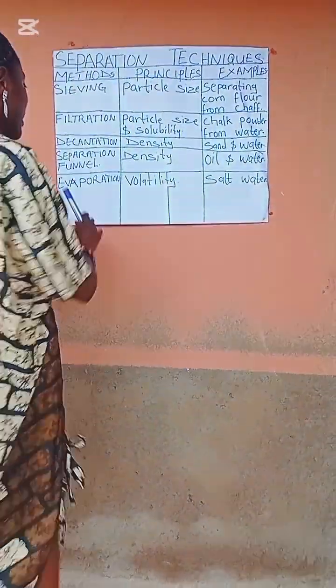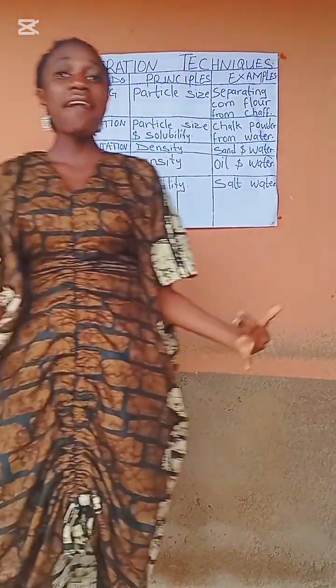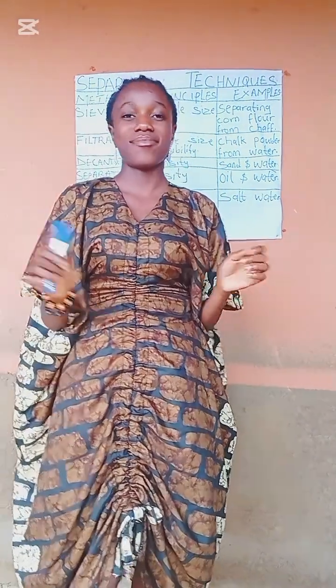Lastly, we have evaporation. Evaporation is a technique used in separating a soluble solid from a liquid. That means a solid that can dissolve in a liquid. Example, salt water. We know that our salt is solid while the water is liquid. But when you mix them together, the salt dissolves. How can you separate such a mixture? You use evaporation. When you apply heat to such a mixture, the water evaporates, leaving behind the solid salt.